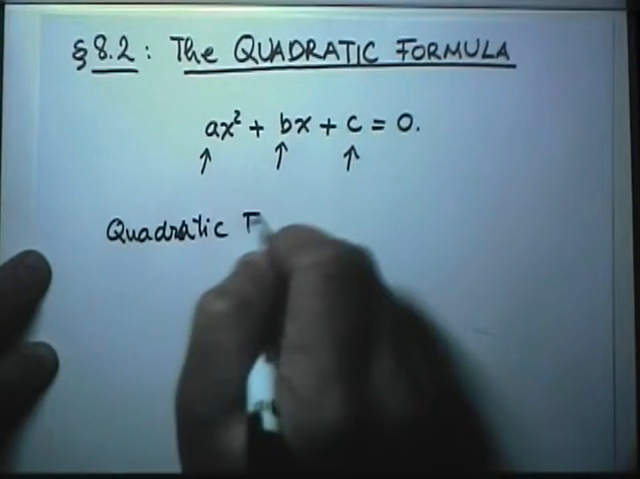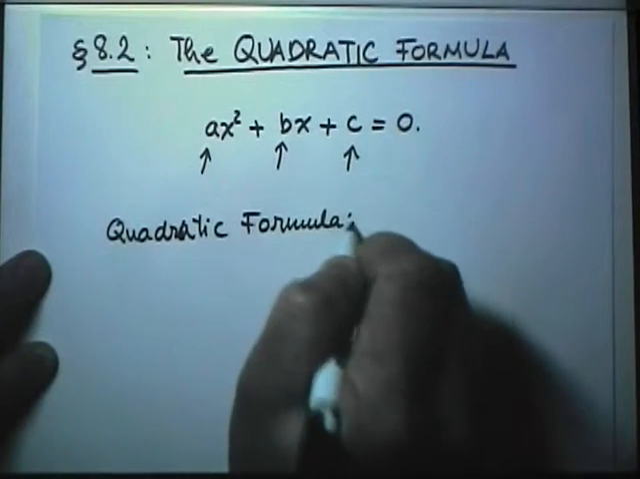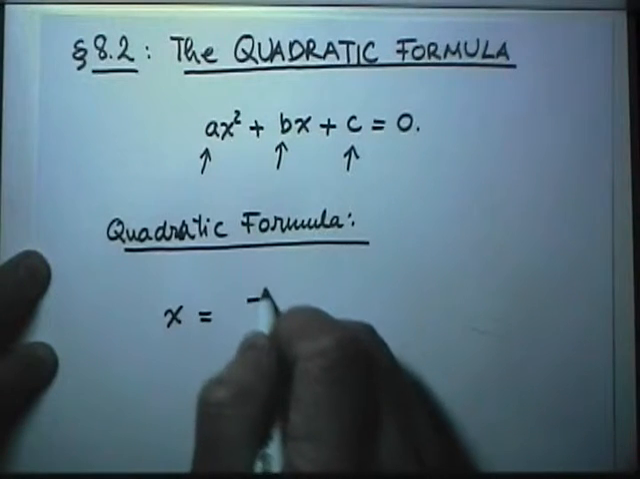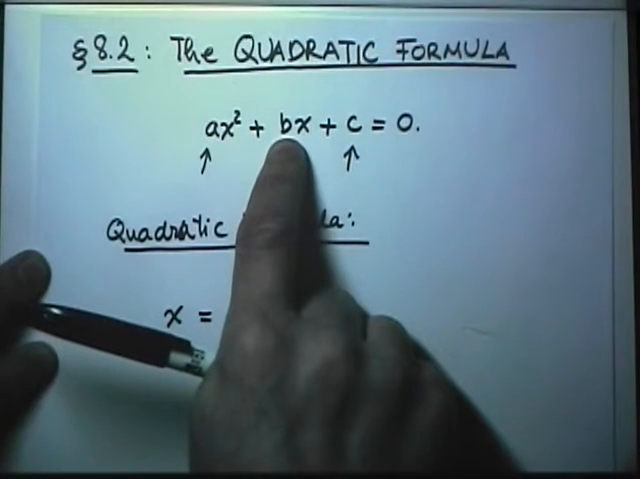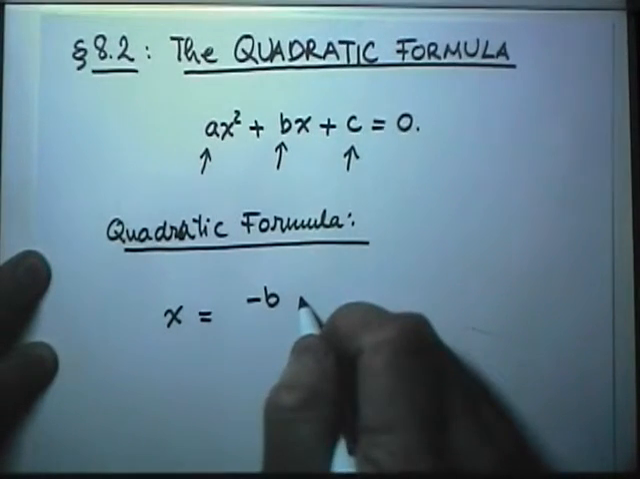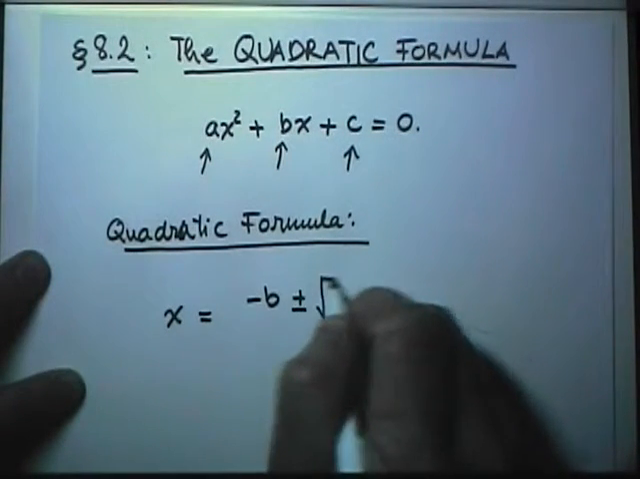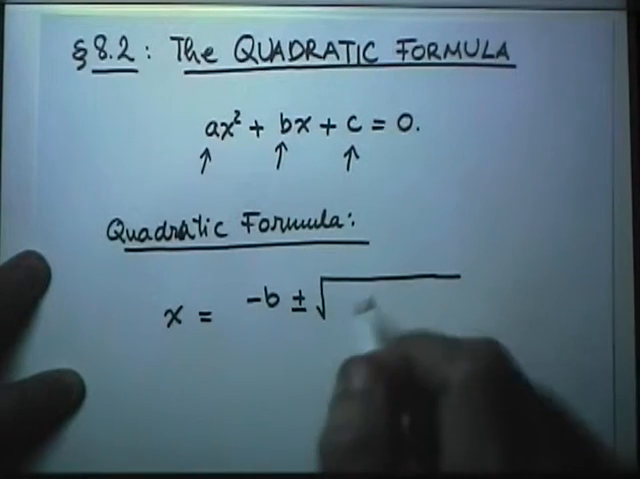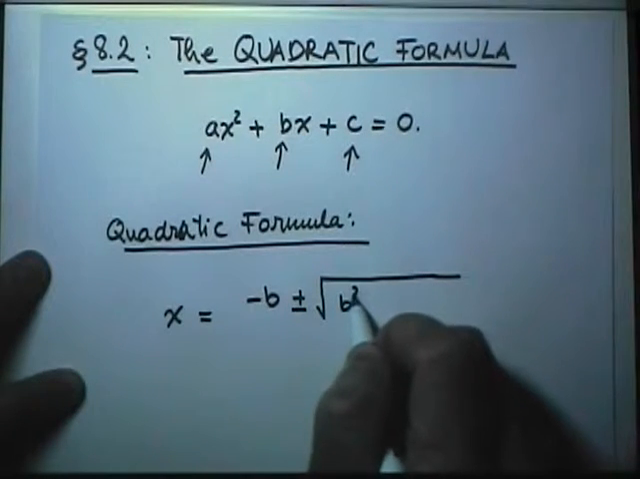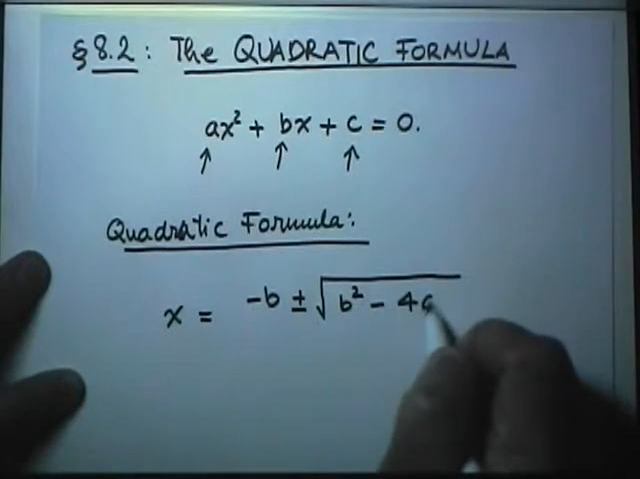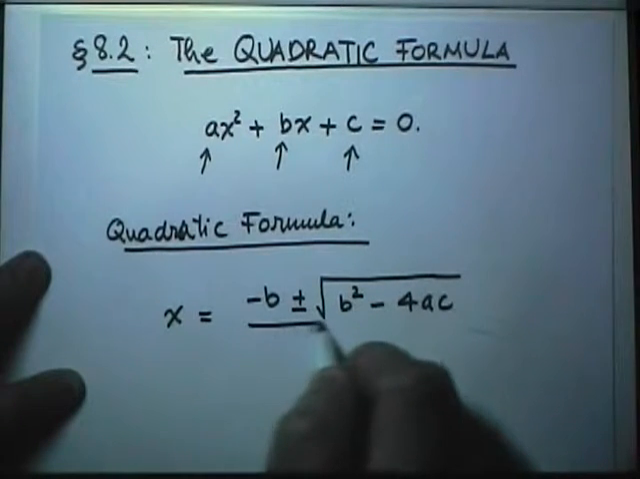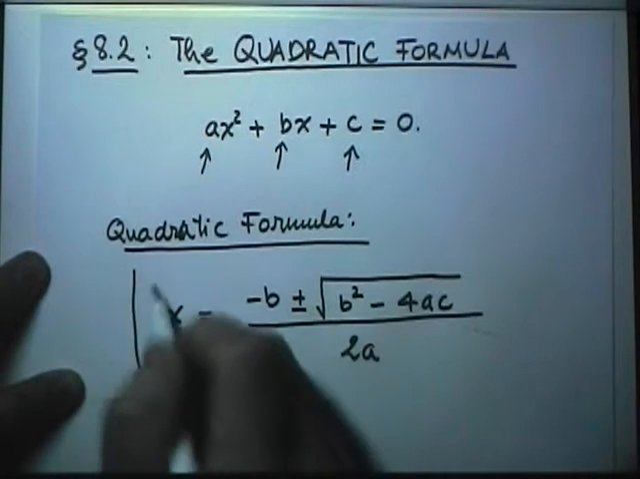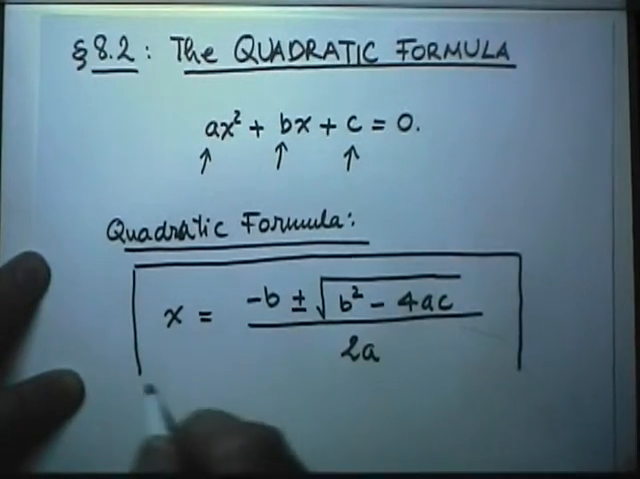Quadratic formula. X equals minus b. What you need to know is the b coefficient in your equation. Minus b plus or minus the square root. It's a long expression, I agree, but it's a powerful expression. Square root of b squared minus 4ac, and all of that quantity is divided by 2a. So this is your quadratic formula.